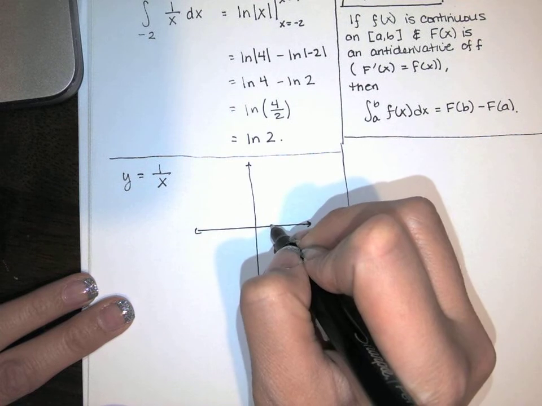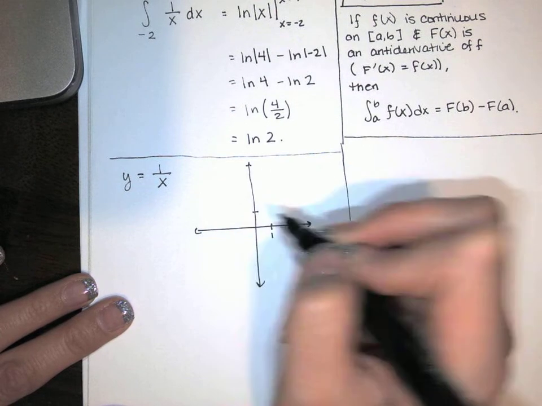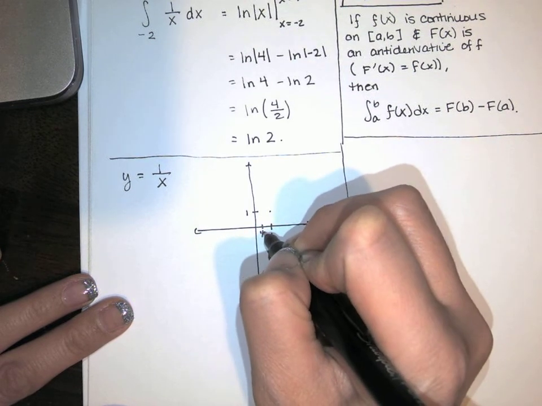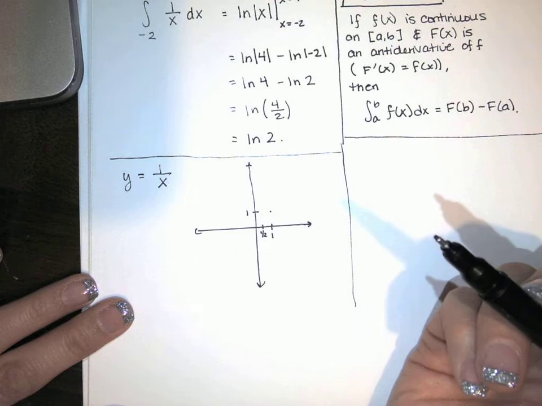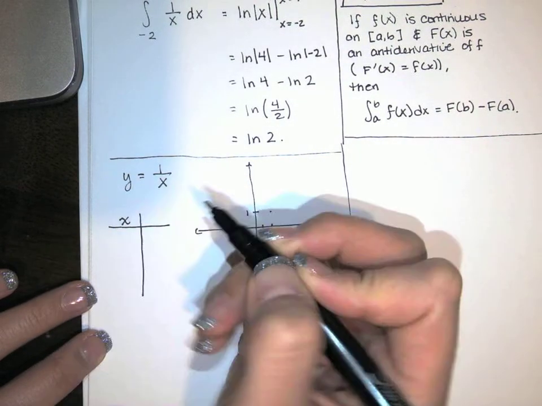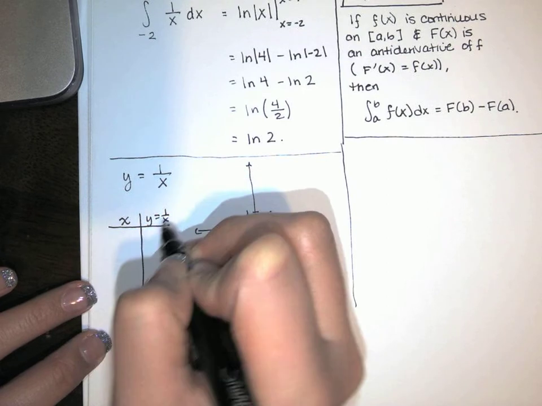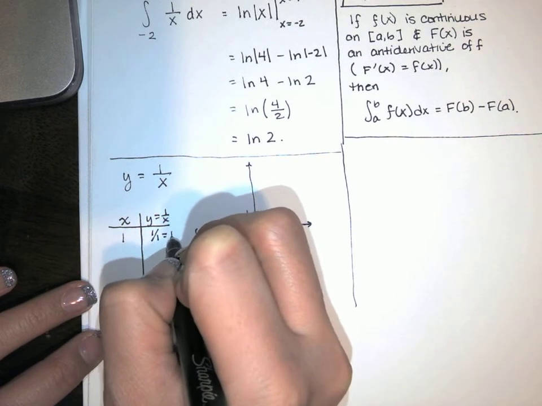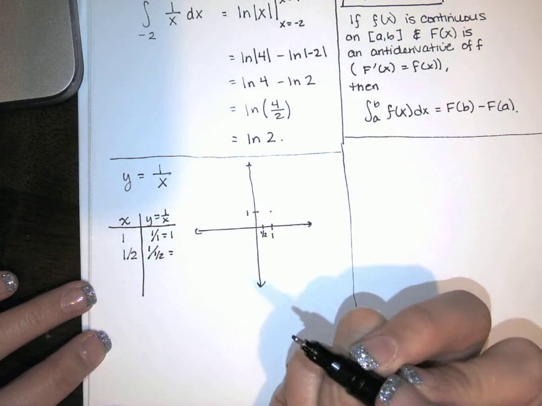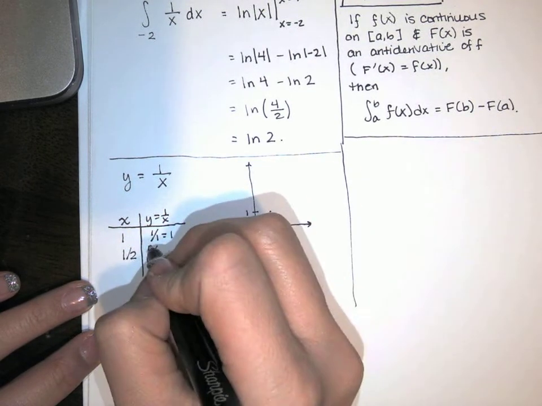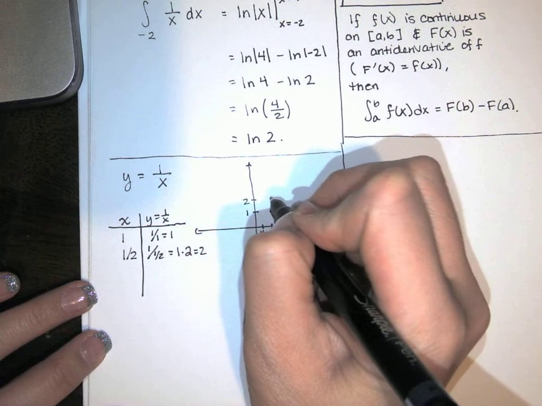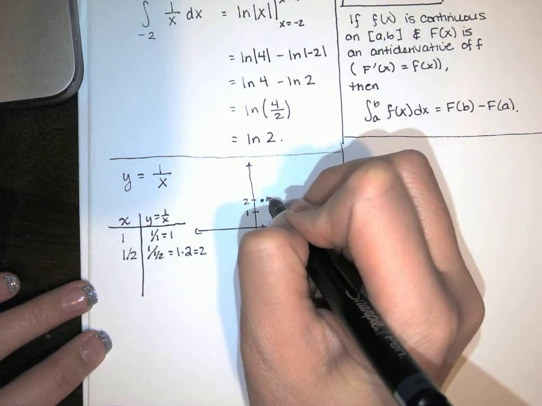So of course I could substitute in 1. When x equals 1, y is 1 divided by 1, which is 1. Or I could substitute in x equals 1/2. Now 1 divided by 1/2, so let's just make a table of values to make this more explicit. If I'm dividing by 1/2, that's the same as multiplying by the reciprocal. So I've got 1 times 2 over 1, so I just get a 2.